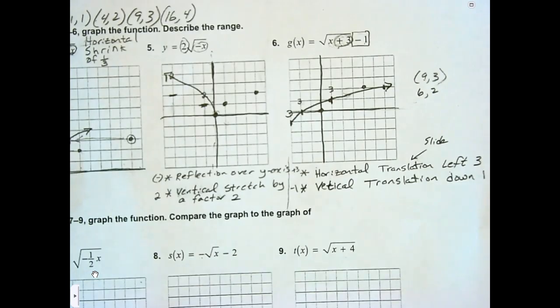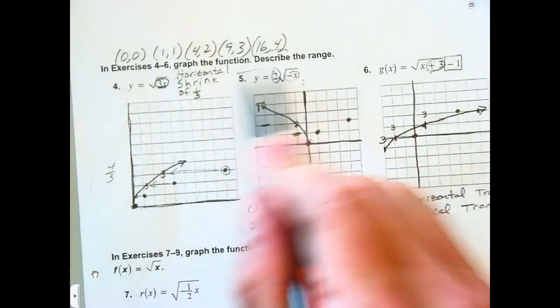Okay, everyone rate themselves 1 to 5 right now. 5, you think you're getting it. 1, you're struggling with it. Okay. The one thing we haven't talked about on all of these is domain and range.